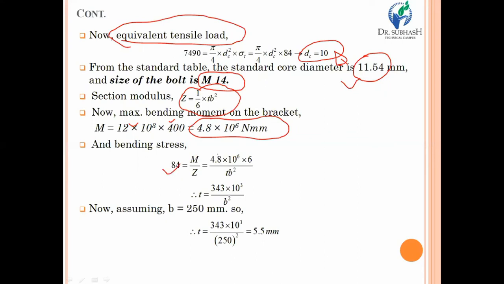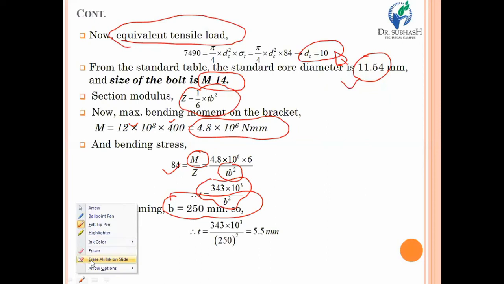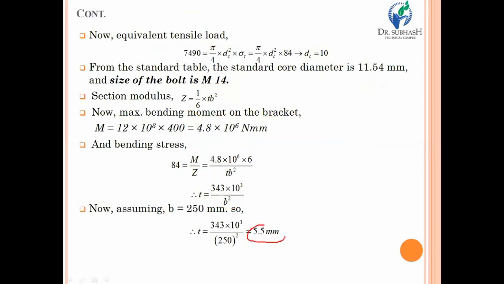But sigma b is given as 84, and the bending moment you have already calculated. Put that value over here, and Z is equal to t b square. Put the values of t b square. So by solving this relation, you will have t is equal to 343 into 10 raised to 3 upon b square. But now assume that the width of the section is 250 mm, and putting that value over here, you will have the thickness equal to 5.5 mm. So this is the cross-sectional dimension t, 5.5 mm, and by putting that value into the various equations, you will have more design parameters.